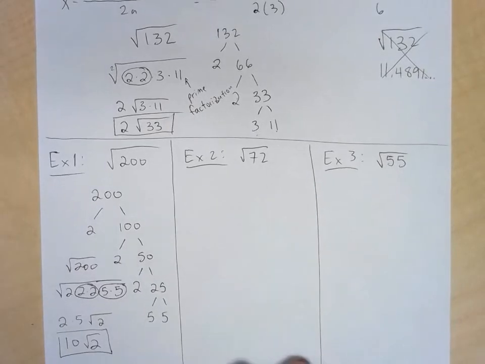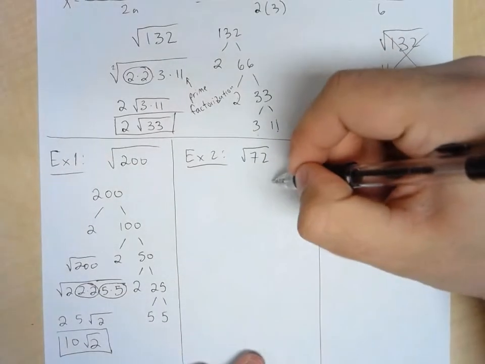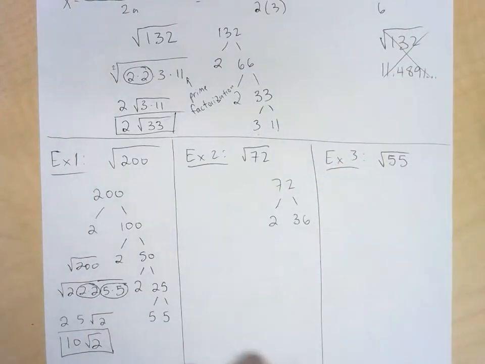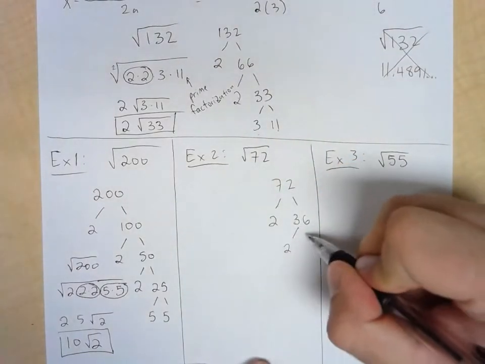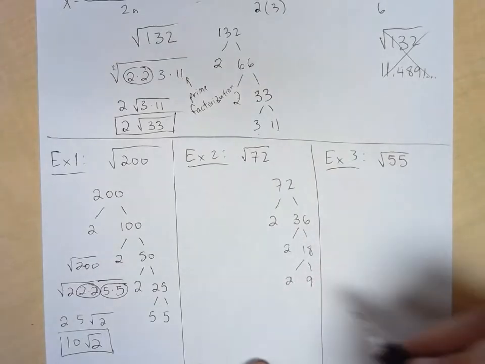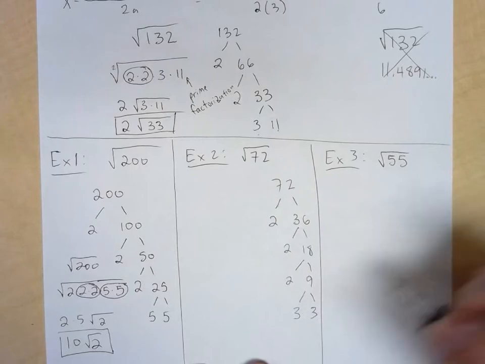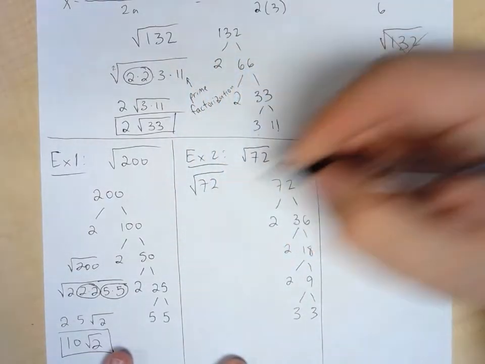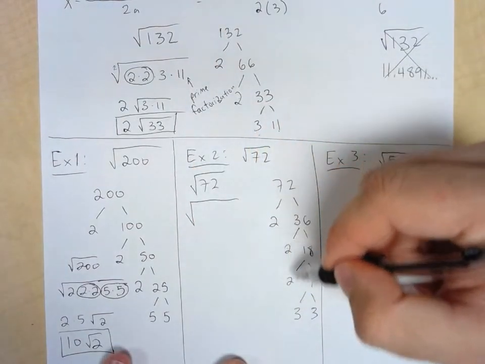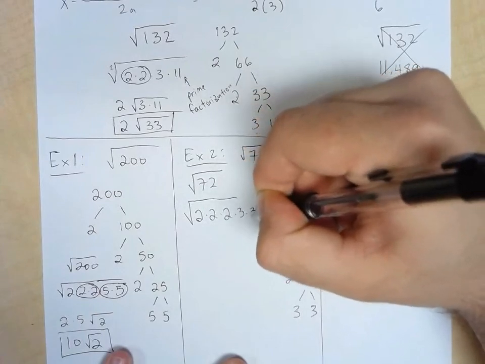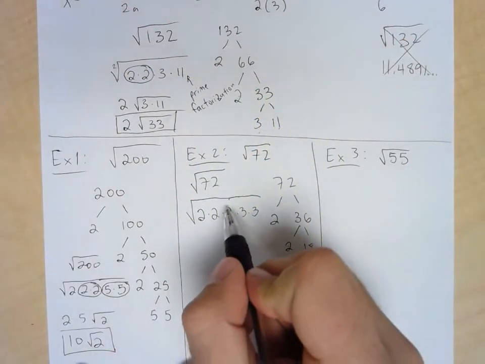All right, so our second example: square root of 72. We know that we can break 72 down using a factor tree into 2 and 36, and 36 is 2 and 18, and 18 is 2 and 9, and 9 is 3 and 3. So we're going to rewrite the square root of 72 as the square root of 2 times 2 times 2 times 3 times 3.